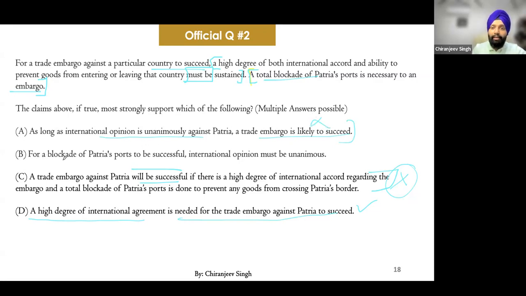Option B is wrong because it's saying international opinion must be unanimous. Unanimous means there is no disagreement, everybody is on the same page. But all we need is a high degree of international accord. We don't need unanimity. We just need a high degree of international accord.